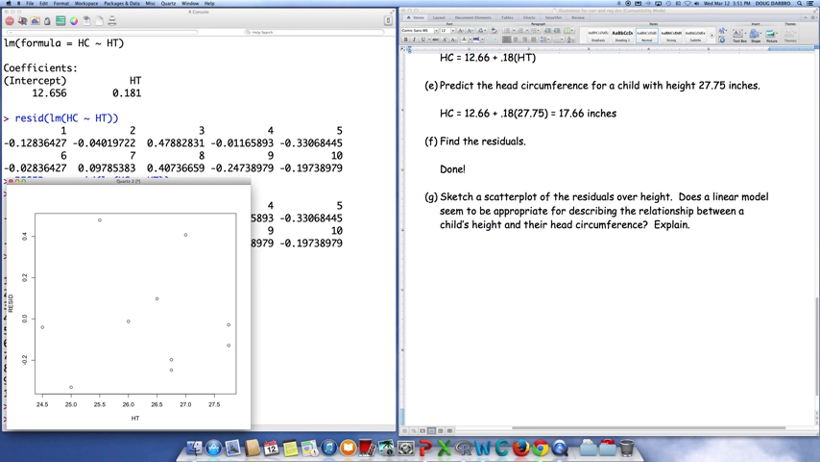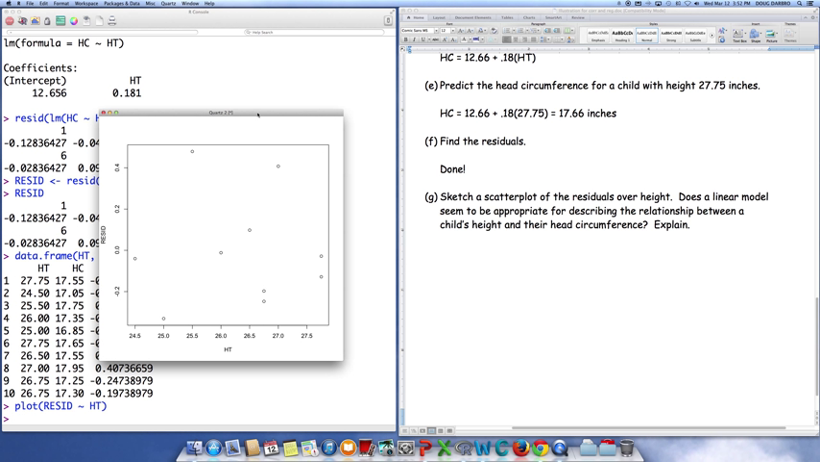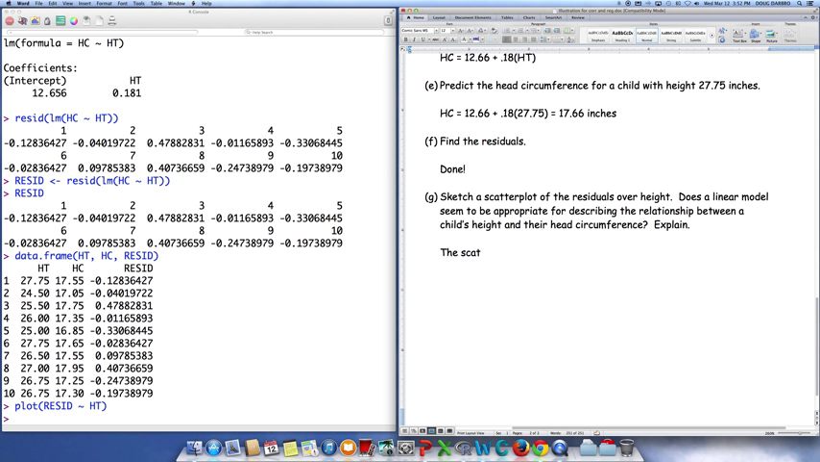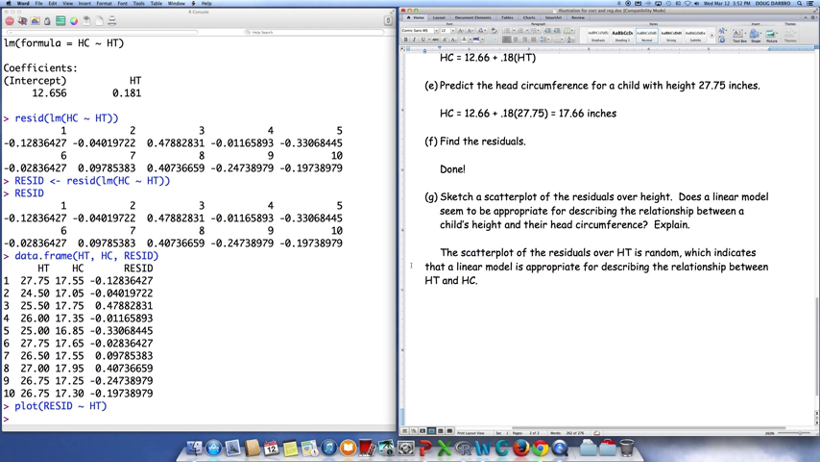So guys, if I hit return, what I'm looking for, keeping it in the simplest case, is the distinction between random, kind of a shotgun blast, or U-shaped. And guys, when I examine that, it doesn't look U-shaped at all to me. So I can come over here and determine that the scatter plot of the residuals over height is random, which indicates that a linear model is appropriate for describing the relationship between height and head circumference. So if this pediatrician really is interested in being able, for future kids, to predict the head circumference from a kid's height, the linear model that we created seems to be appropriate for doing that.